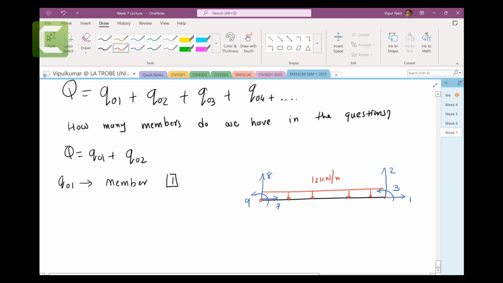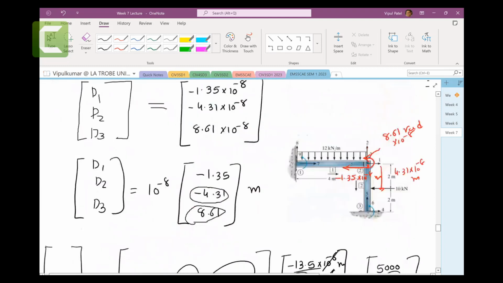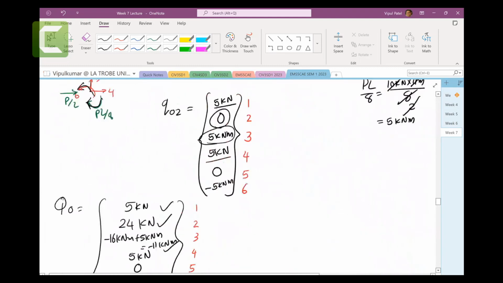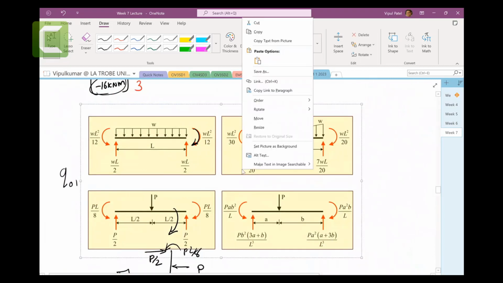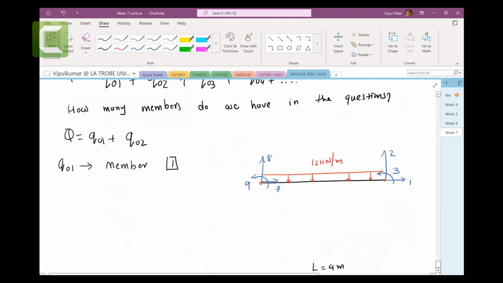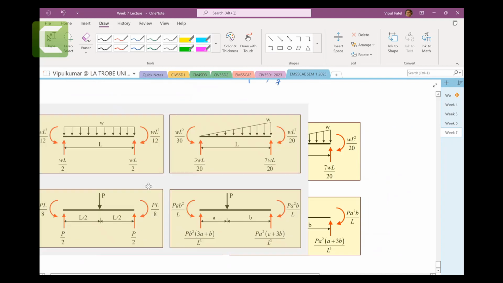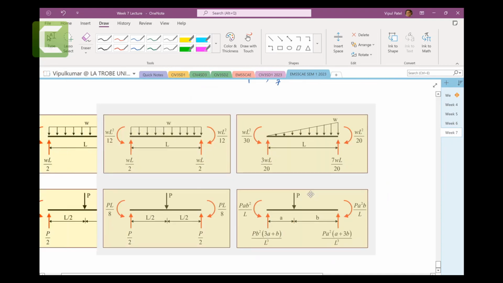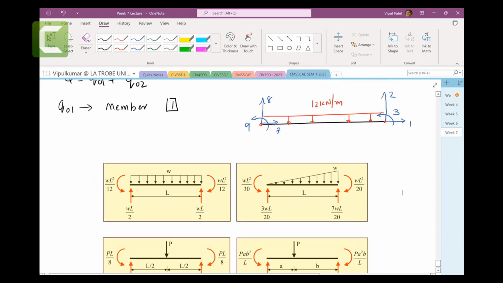Twelve kilonewton per meter. So far, so good. Now we can go back to our lecture notes, and in our lecture notes, on some slide, you can find this figure. I can open it up to show you this one. So there you go. You can find this figure somewhere in your lecture notes. You can match the figures. So these figures are matching with these figures. Do you understand that?